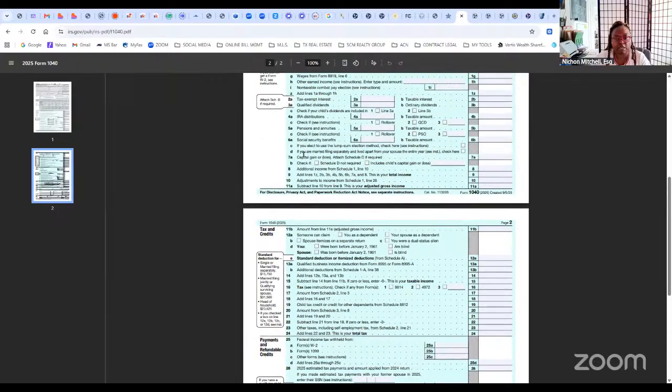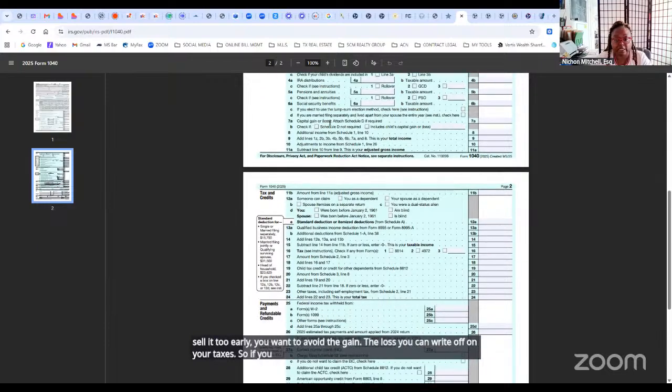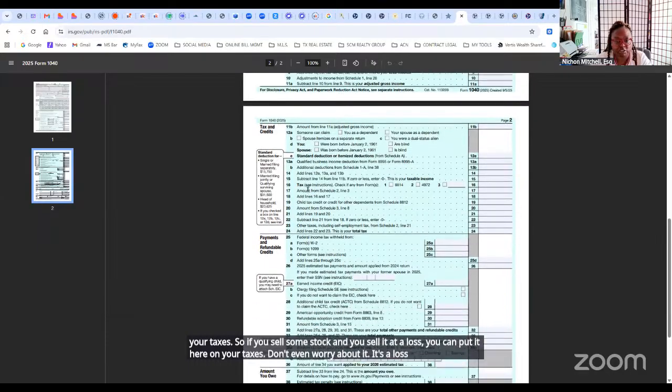I just saw capital gain. Look, capital gain, that's what you want to avoid. That's if you sell your house and you sell it too early, or if you sell stock and you sell it too early, you want to avoid the gain. The loss you can write off on your taxes. So if you sell some stock at a loss, you can put it here on your taxes. Don't even worry about it. It's a loss. It'll come off what you owe.